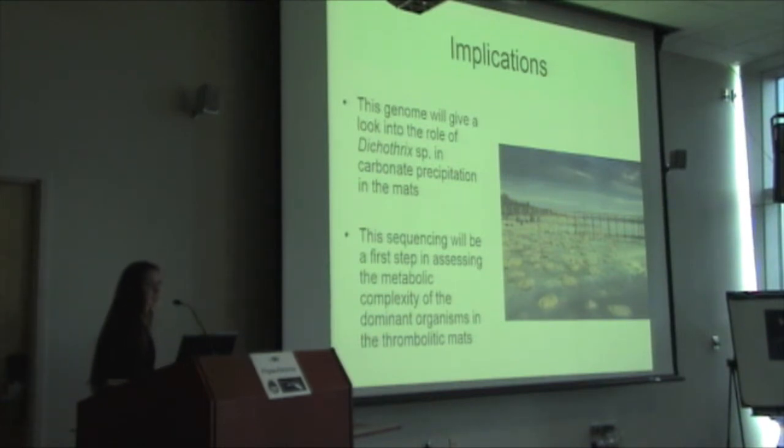The implications, again: we want to figure out what genes actually precipitate carbon in Dichothrix, so we can better understand the metabolic activities of microbial mats, because they are one of the oldest microbial ecosystems in the world, and they did produce a lot of oxygen when the world was first coming together. And this will be the first step in assessing the metabolic complexity, which is what we are hoping to do soon.